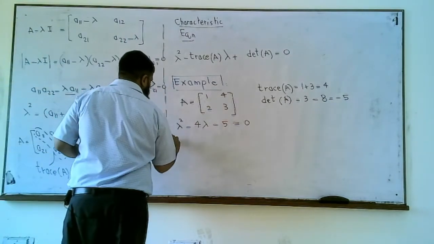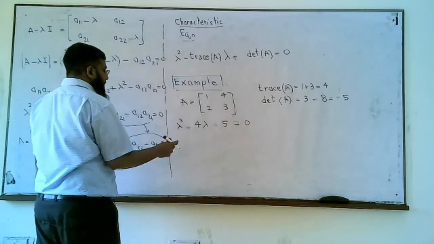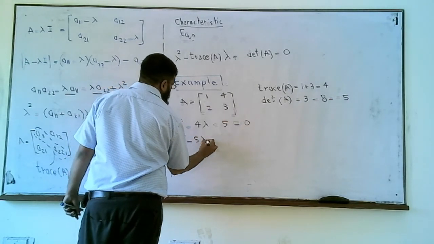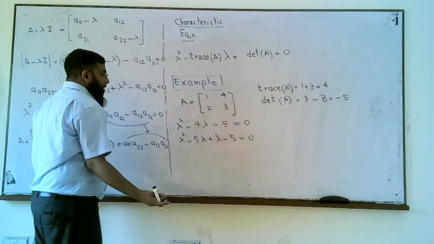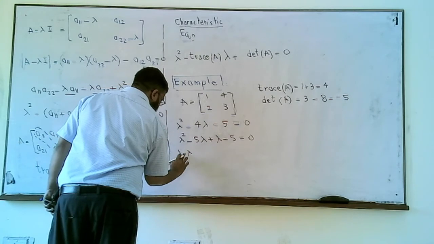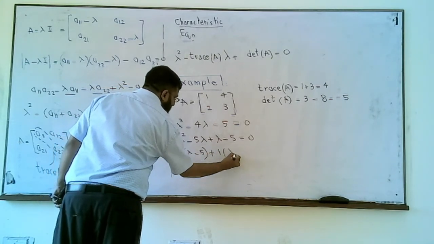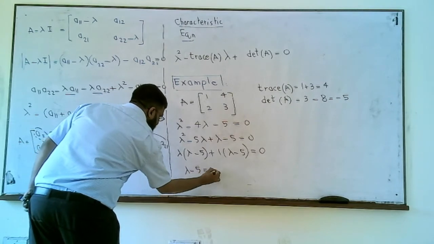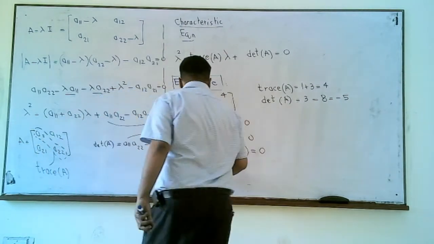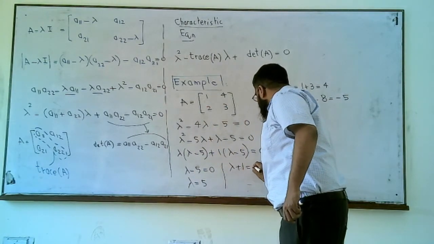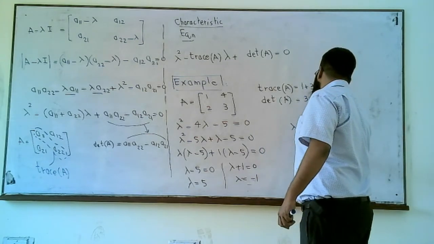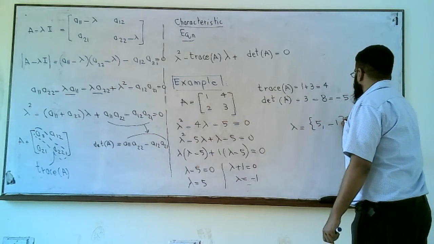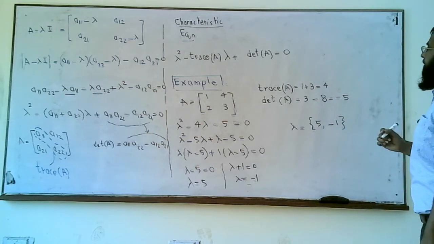And now we can factorize this quadratic equation, or we can apply the quadratic formula to find the two values of lambda. Lambda squared minus 5 lambda plus lambda minus 5, so lambda minus 5 times lambda plus 1 is equal to 0. Lambda minus 5 is equal to 0 means lambda is equal to 5, or lambda plus 1 is equal to 0, which means lambda is equal to minus 1. So using this simple characteristic equation, we can straight away compute the two eigenvalues for a given 2 cross 2 matrix.